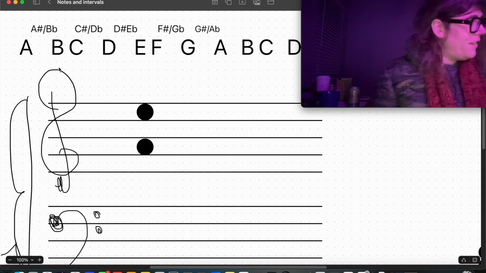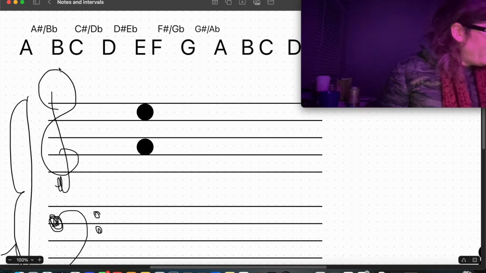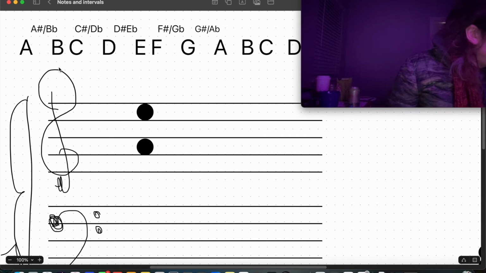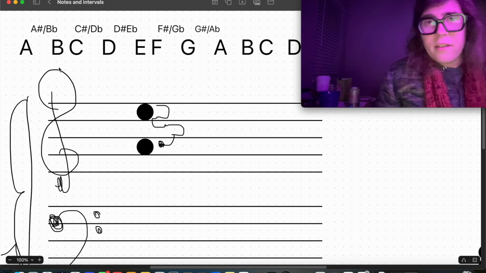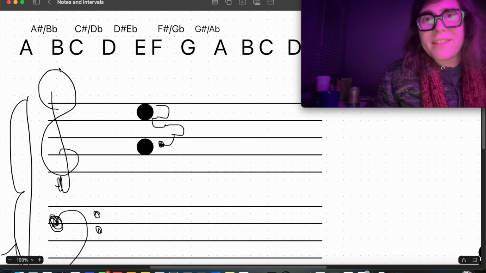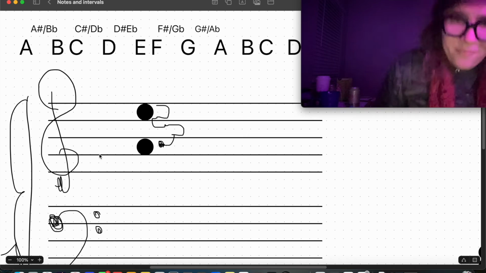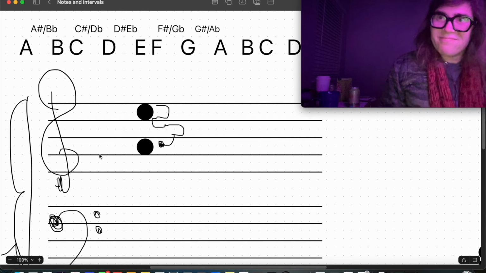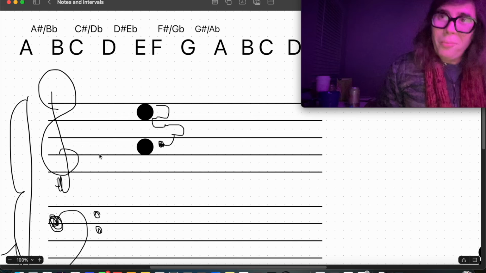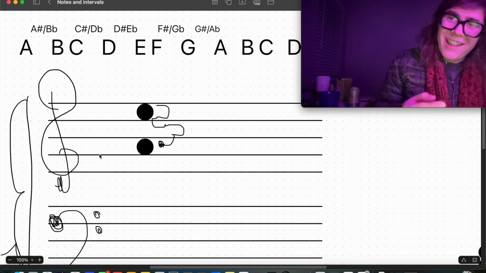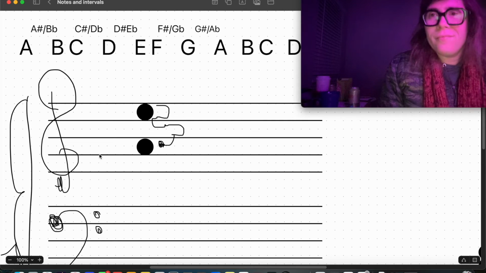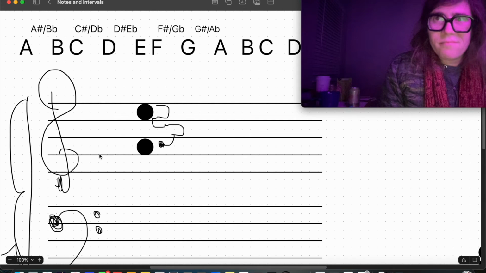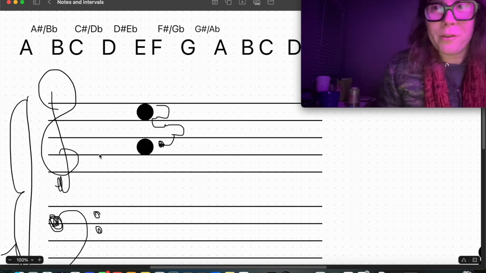Okay? So we could go up here and we could count through our thing here, but let's just use the staff and see what we get. Here we go. You can do it with me. This is 1. The line is 2. Space is 3. Line is 4. Space is 5. That's a 5th. There you go. That's a 5th. It would still be a 5th if we started at the E and went down to the A. Still a 5th.